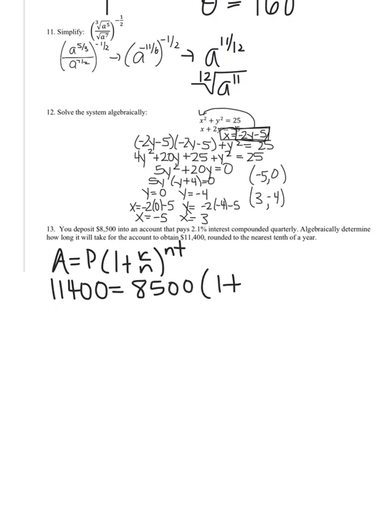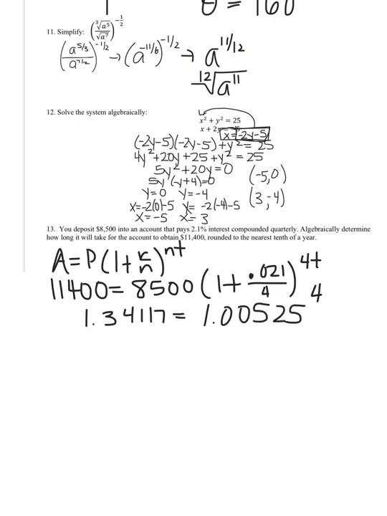1 plus R, make sure you move the decimal over twice, 0.021, over, we're compounded quarterly, so n is 4, raised to the 4t. So first step, you're going to do 11,400 divided by 8,500. You get 1.34117 equals, if you want to clean that up, the 1 plus 0.021 over 4, you can if you want, would be 1.00525. You don't have to. Raised to the 4 times t.